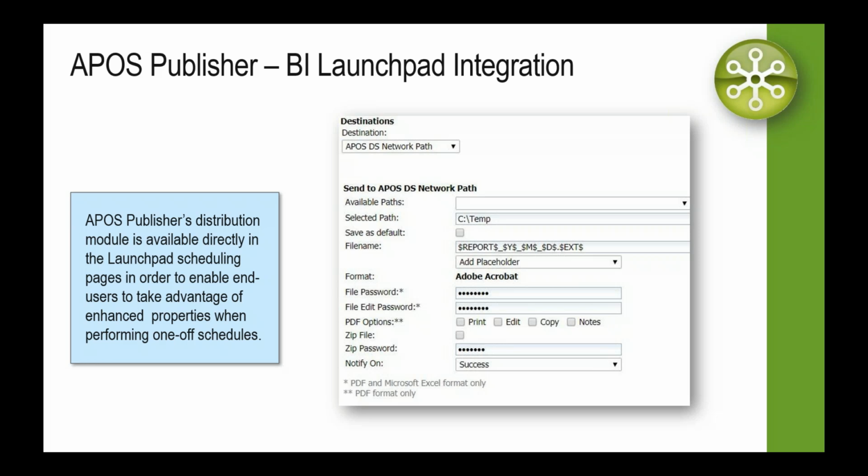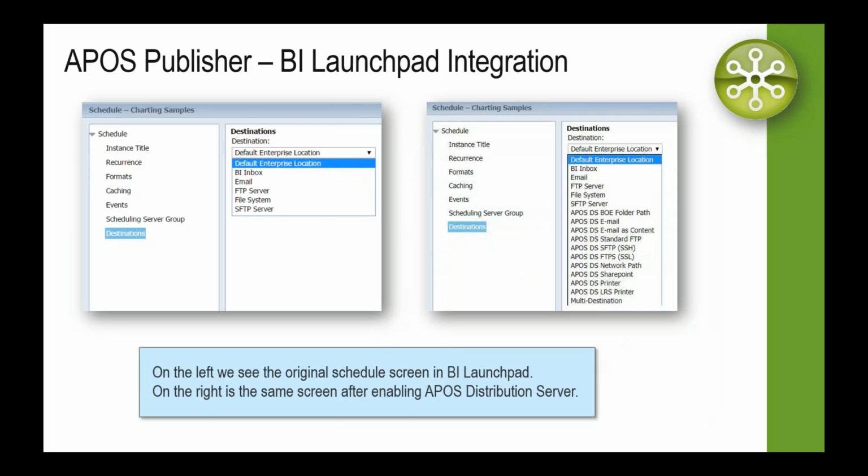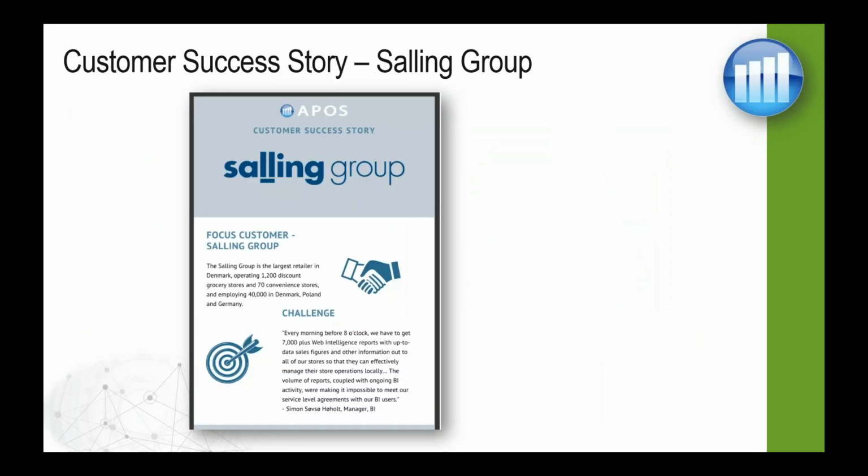So the special APOS destinations and formats are made available to an individual scheduler. It doesn't have to be a burst per se. It can be an individual user who wants to leverage these extra capabilities, so the different FTP formats, for example, or sending it to SharePoint or OpenText directly from the Business Objects platform.